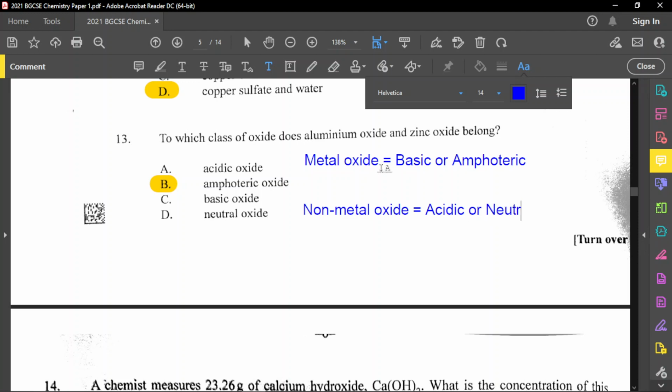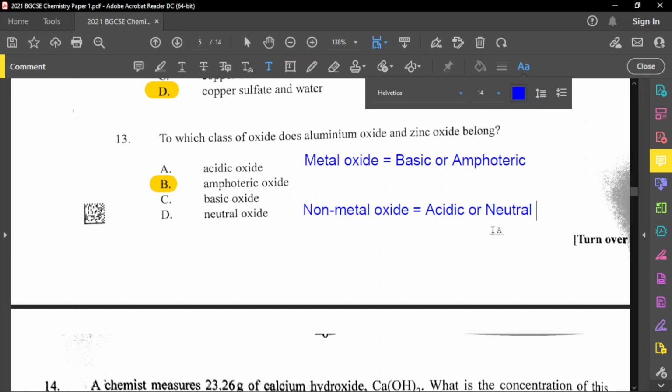If you look at the word, you can actually explain it. Amphoteric, if you remember in biology, we talk about amphibians. Amphibians can live in both water and land. The same thing with amphoteric oxides: they can react with base or alkaline. But the basic oxides can only react with acids, and they react with acid to form salt.